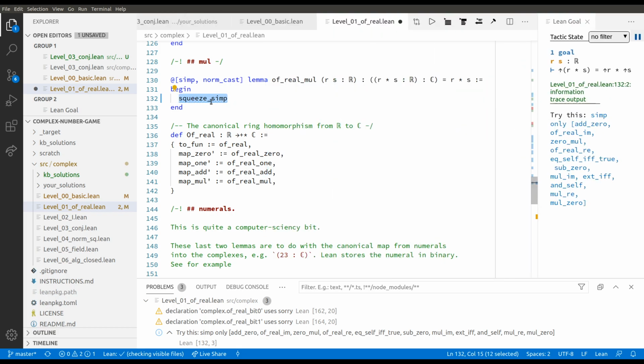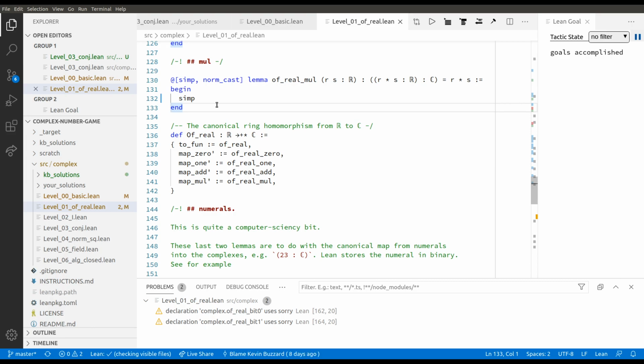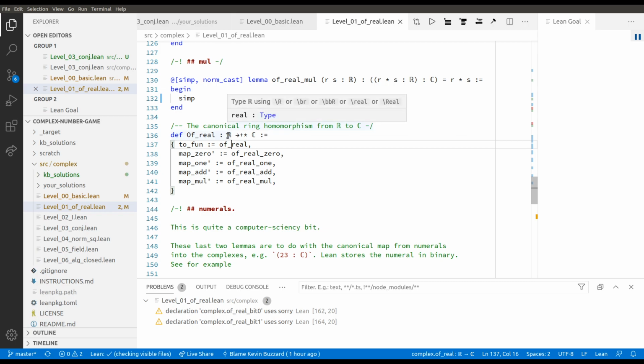So there we go. So now let's prove that the canonical map from the reals to the complexes is a ring homomorphism, but we've done that already, right? So what's this? This is a definition of real. You see, ring homomorphisms are not equal to functions, right? There's some kind of invisible map going on here.